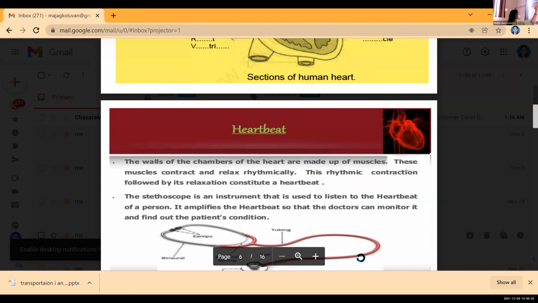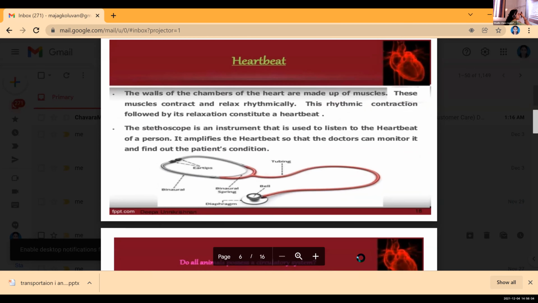So here you can find the definition of heartbeat. The walls of the chambers of the heart are made up of muscles. These muscles contract and relax rhythmically. This rhythmic contraction followed by its relaxation constitutes a heartbeat. Here you can see the stethoscope. The stethoscope is an instrument used to listen to the heartbeat. It is mainly used by doctors and consists of three parts.